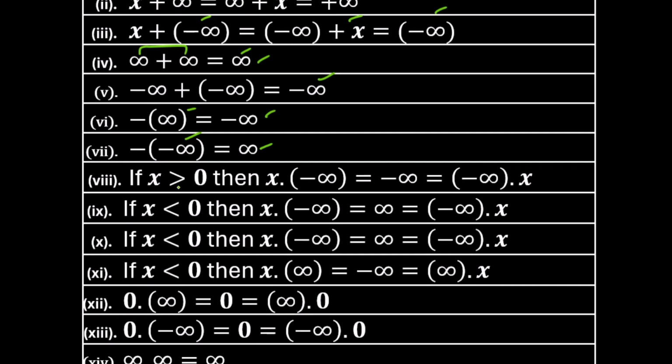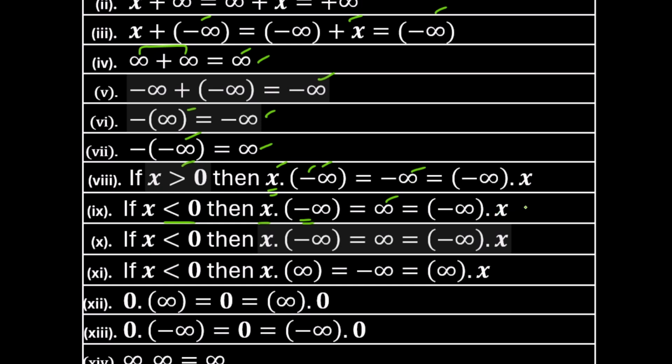If x is any positive real number, and you multiply the positive real number x with minus infinity, because x is positive, it will not change the infinity's sign. It remains the same, that is minus infinity. Similarly, minus infinity into x is also minus infinity. But if x is a negative real number, and you multiply x with negative infinity, now it changes its sign and becomes plus infinity. Similarly, minus infinity into x is plus infinity.